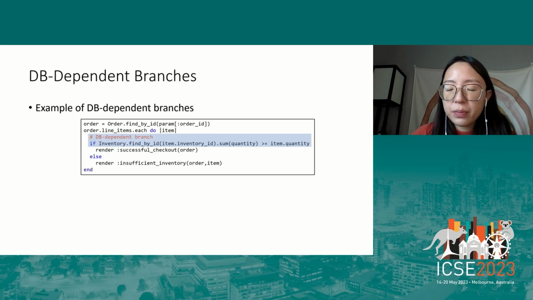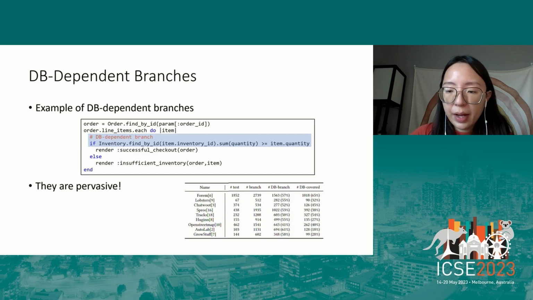As one can imagine, because the web page is generated from the content retrieved from the database, many branches in the application would be database dependent. Here's an example which checks whether there's enough inventory for each item to be checked out in an order. Such branches are actually pervasive in the application. Over half of the branches are DB dependent in the applications we studied.